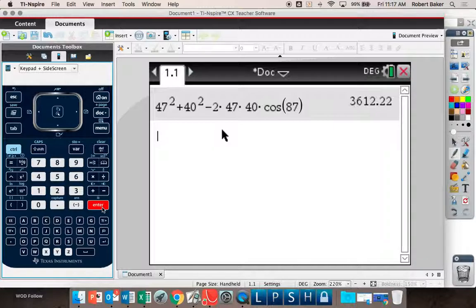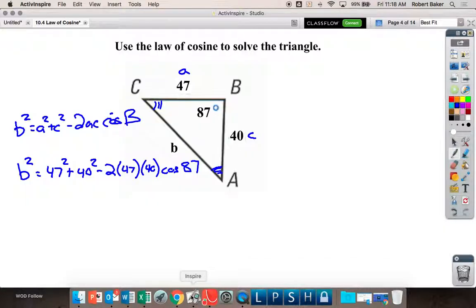Do we take the square root? You have to trust it. 3,612.22. Leave it just like that. So I'm just going to go back one second and write that b squared equals 3,612.22. Now the only last step to do is to take the square root of b.